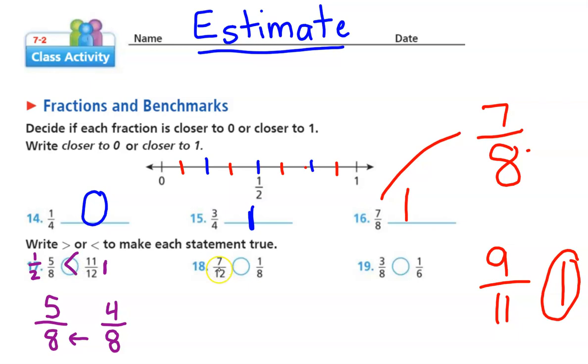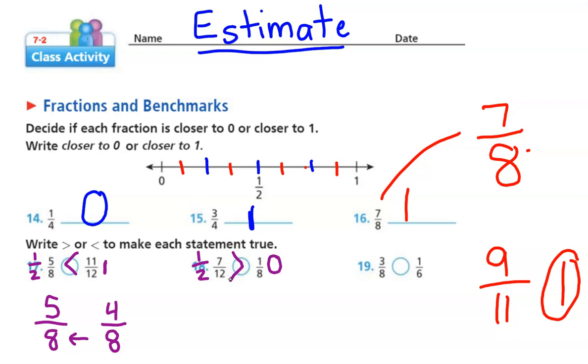That actually works perfectly for this one right here, 7/12. Well, what would half of 12 be? That would be 6. And 7/12 is pretty close to 6/12. So I would go ahead and estimate that to be around a half. And then 1/8, just the opposite of 7/8. Do you see how close 7 is to 8? Well, look at this, this is as far away as you possibly can be from 8. And so that makes me think that that's really close to 0, which would then mean that half is going to be bigger.